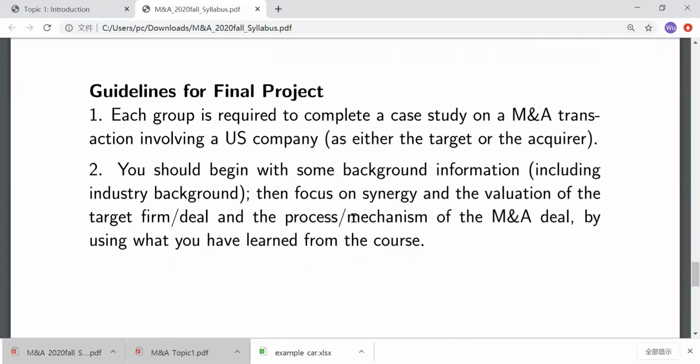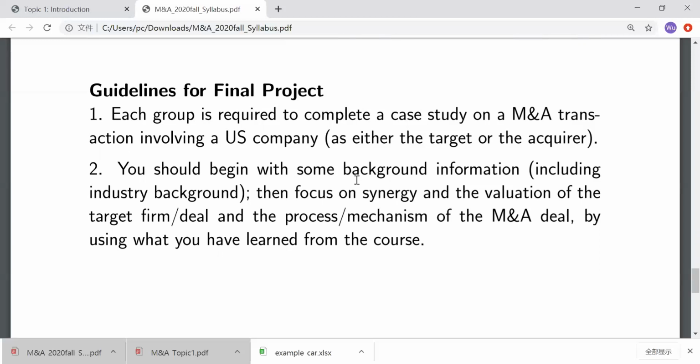And because you have a group, right, each group is required to complete a case study on merger acquisition involving a US company as either the target or the acquirer. And I will send you more details about the structure of this final project later. But to summarize, the basic idea is that you should begin with some background information, like industry background. And then you need to focus on the synergy and evaluation of the target firm and deal and the process of this deal. And when you prepare this case study, you need to use what you have learned from the class. Right? So that's the idea.